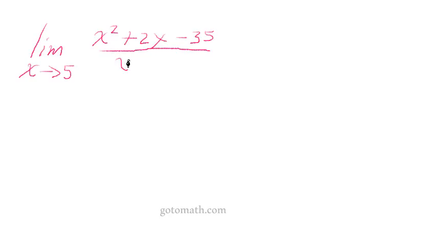And then we have x squared plus 11x minus 80. So take my word for it, when we plug 5 in, we're going to get 0 over 0. So we want to factor this, and that shouldn't be too difficult.